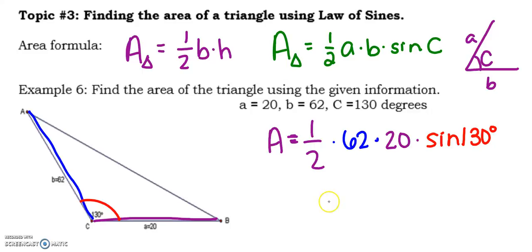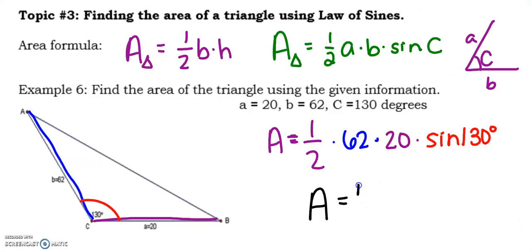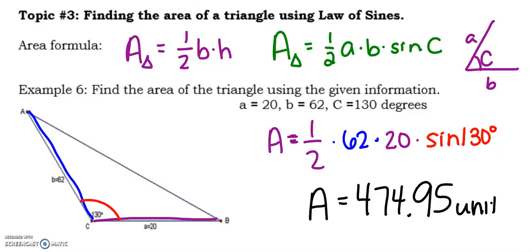Using my calculator, I can find that the area is equal to, let's see, we've got 1/2. I'm just going to use 1 divided by 2. You could also use 0.5. So 0.5 times 62 times 20 times the sine of 130. Again, make sure you're in degree mode. And I end up with an area of 474.95. And this would be units squared because I'm talking about area. So had this been, for instance, 20 feet and 20 feet, then I would say that this is square feet.